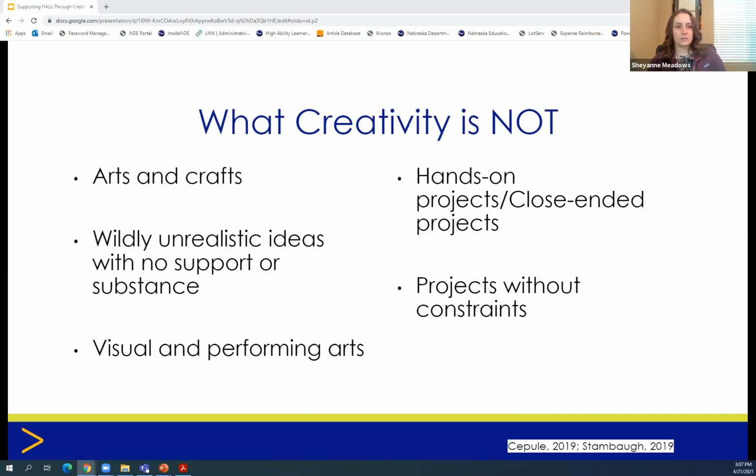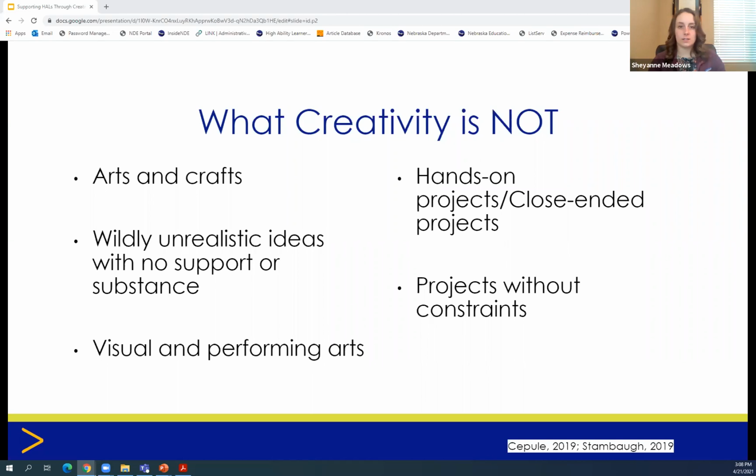Wildly unrealistic ideas with no substance are also not creative. It's imaginative, and it means the student might have a great imagination, but if they come up with these kinds of crazy off the wall ideas and they aren't able to ground it in a solution to a problem, that's not creativity, that's just imagination.